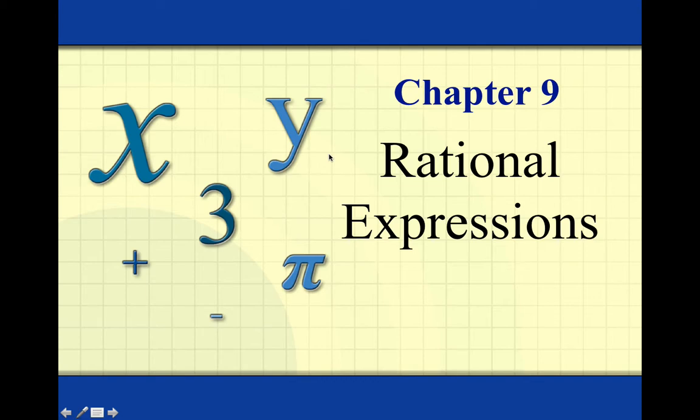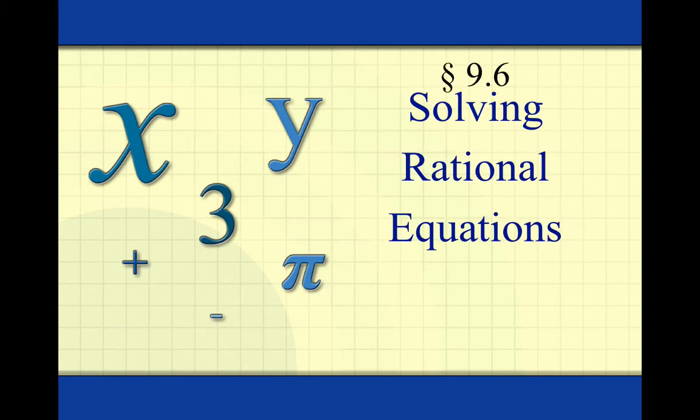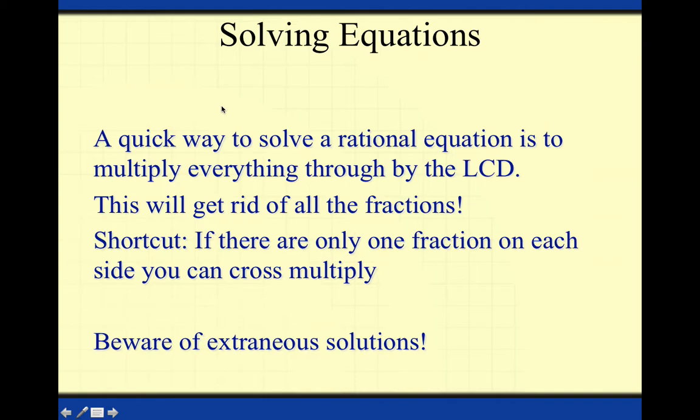Okay, here we go. We're finishing up the chapter, actually. This is the last section in Chapter 9. We're doing 9.6, solving rational equations. Now we're going to actually do some solving. A quick way to solve a rational equation is to multiply everything through by the least common denominator. This will get rid of all the fractions.